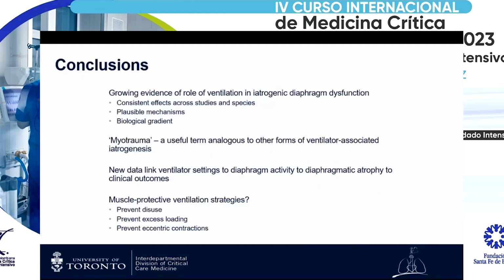So I tried to show you in this group of slides that there is a growing evidence base that there's a role of mechanical ventilation in iatrogenic diaphragm dysfunction. It's consistent across studies and species. There are possible mechanisms, and there's a biological gradient. We'd like the term myotrauma as a useful term that's analogous to other forms of ventilator-associated iatrogenesis, volume trauma, barotrauma, that kind of thing. And these are new data that link ventilator settings to diaphragm activity, to diaphragm atrophy, and to clinical outcomes.